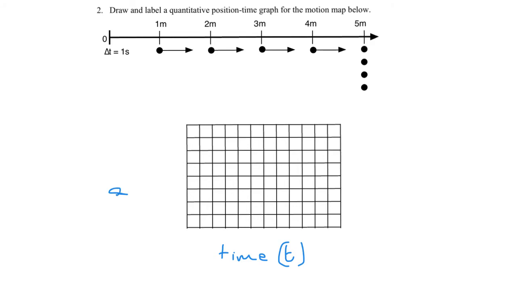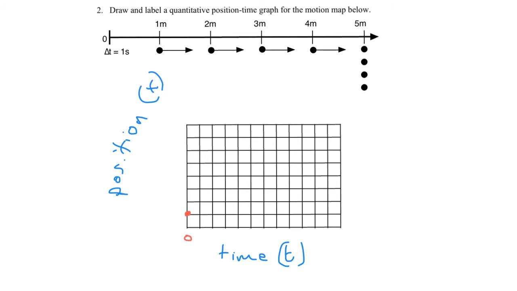Position is on the y-axis. And we usually label position as x. So that's a little confusing because time is always on the x-axis, but the position x is always going to be on the y-axis. So you just kind of have to get used to that. It's not because it's the x-axis, it's just because we usually label position x. So in this motion map, you can see that the first dot is at 1 meter, which means that at time 0 seconds, the object is starting at 1 meter.